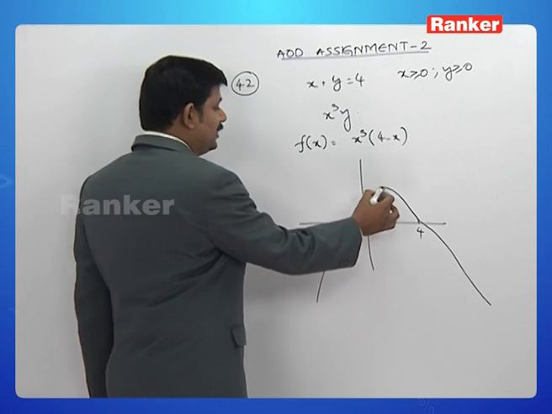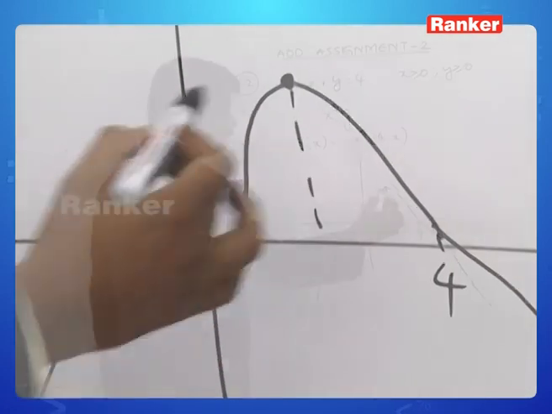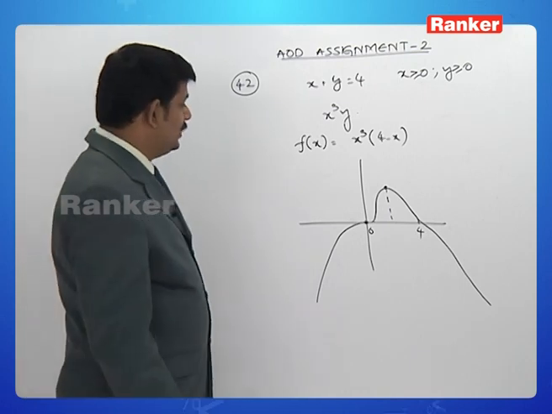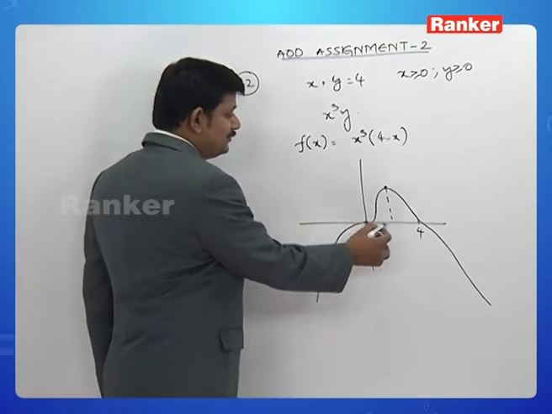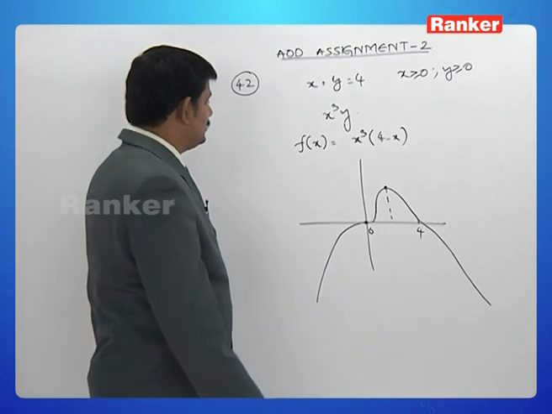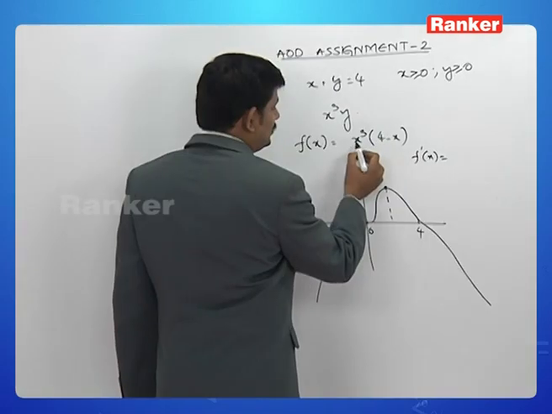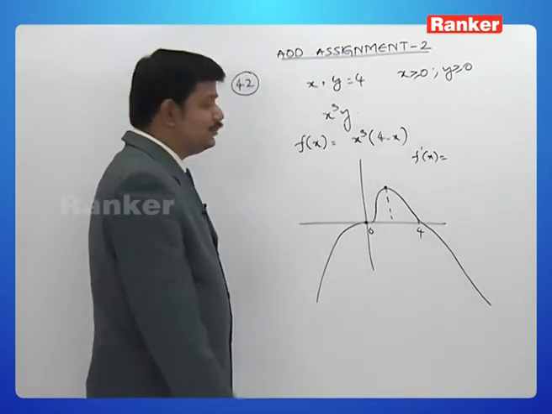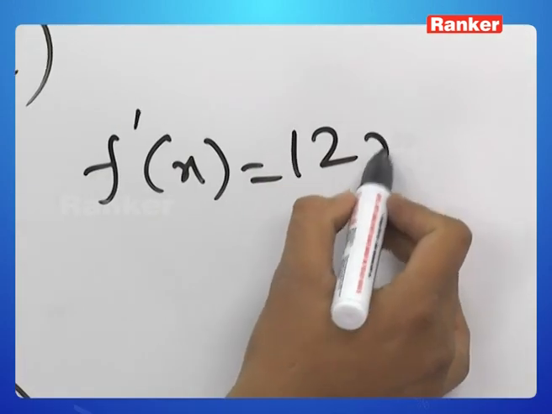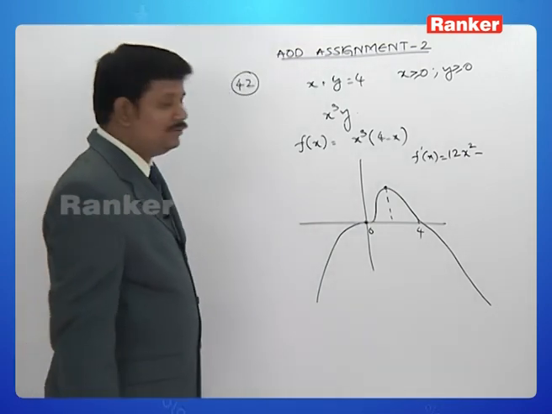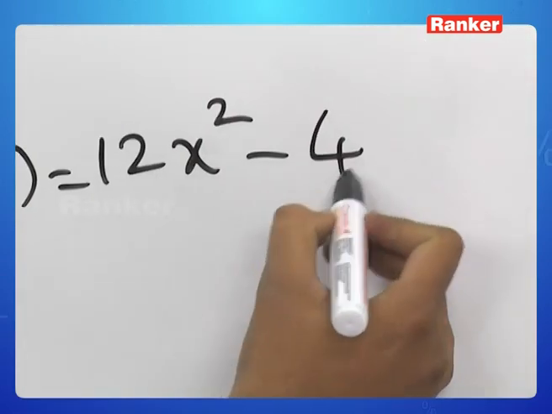It has a maximum value somewhere here. That is where the derivative is equal to 0. So, let us see at which point between 0 and 4 the derivative is equal to 0. f dash of x is, differentiate 4x cube, it is 12x square, minus differentiate x power 4, it is 4x cube.